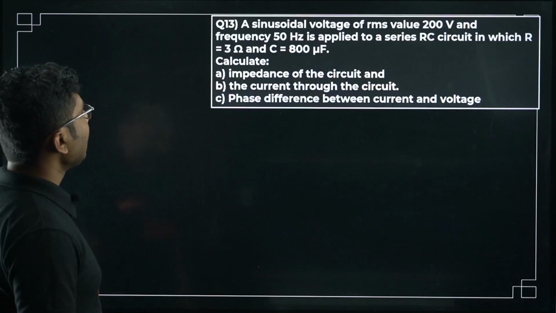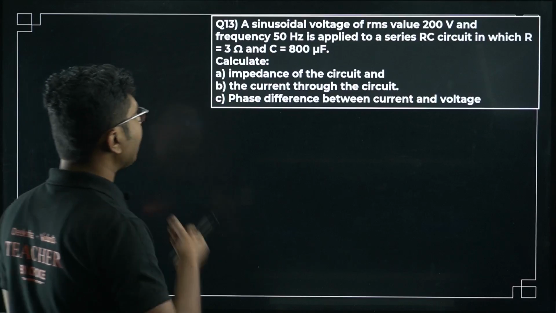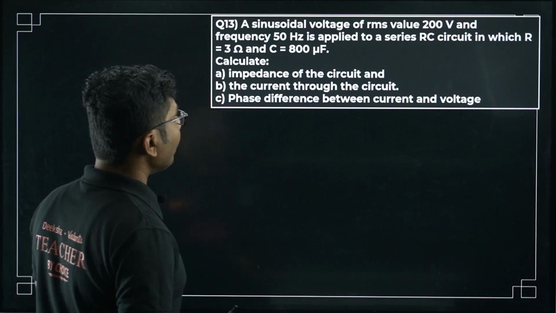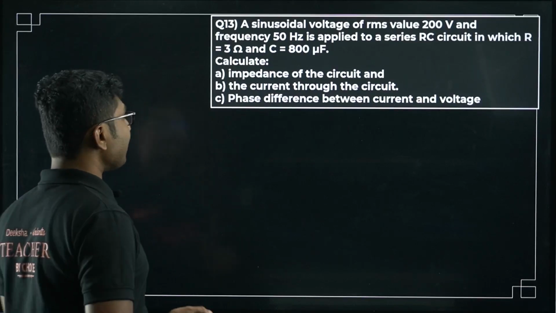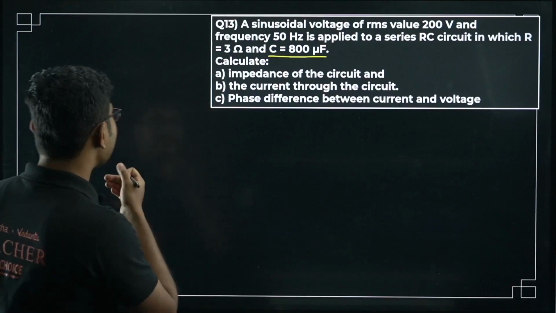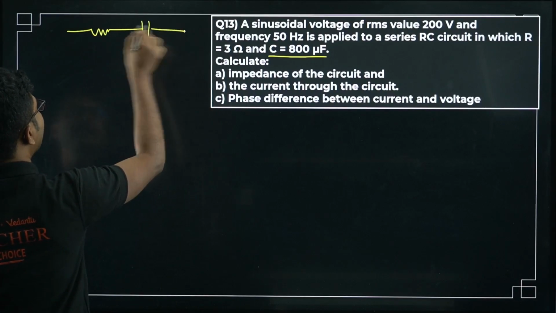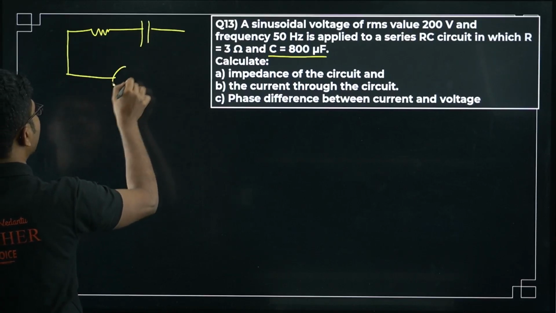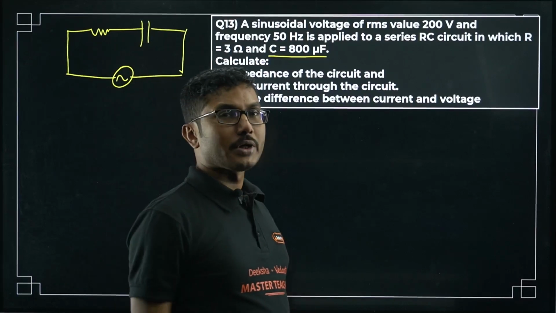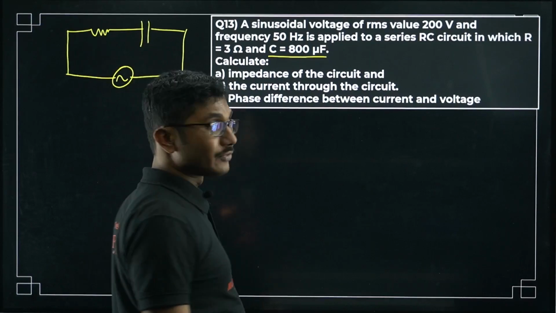Now next question, a sinusoidal voltage of RMS value 200 volt and frequency 50 Hz is applied to a series RC circuit in which R is equal to 3 ohm and C equals 800 microfarad. So here we have only R and C. Also if you notice, so far we have solved so many problems but we have not drawn any circuit diagrams. So circuit diagrams are optional in this case, not super required. But if you want, you can draw it in every case. Teachers will be very pleased.